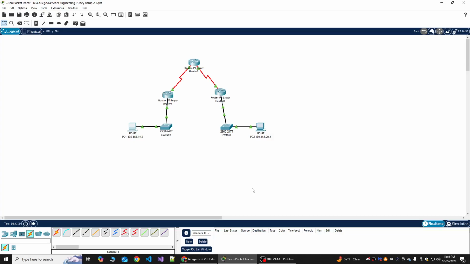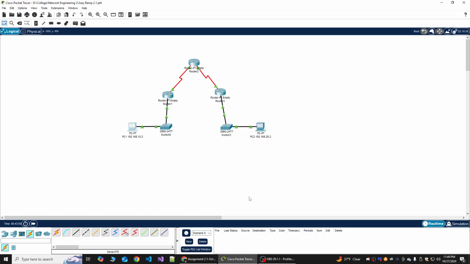My name is Joey Remp, and today I will be going over my assignment for week 2 in my Fundamentals of Network Engineering 2 class. This is assignment 2.1, Exterior Border Gateway Protocol.